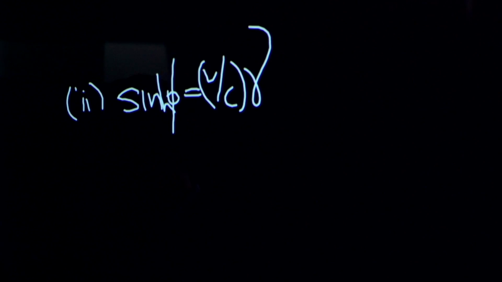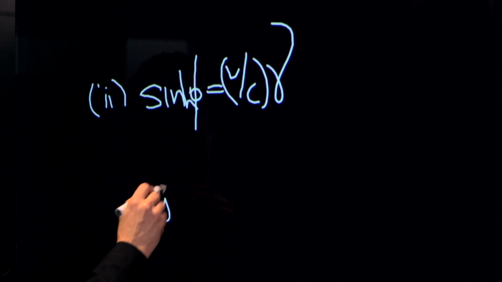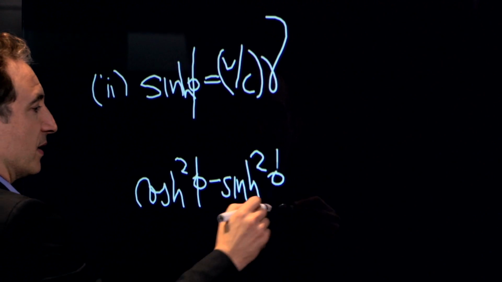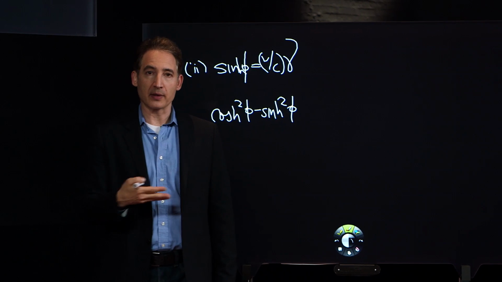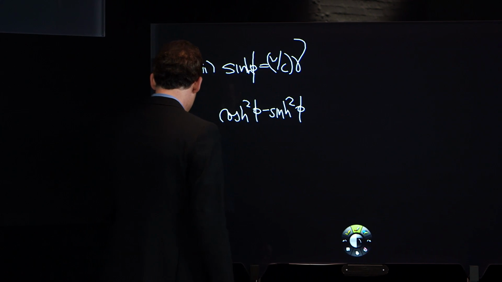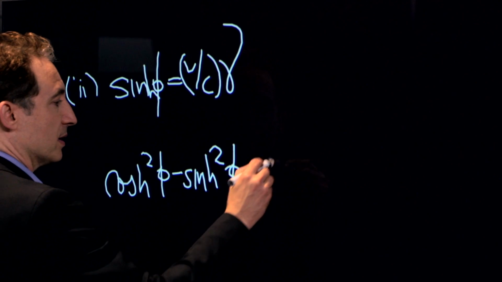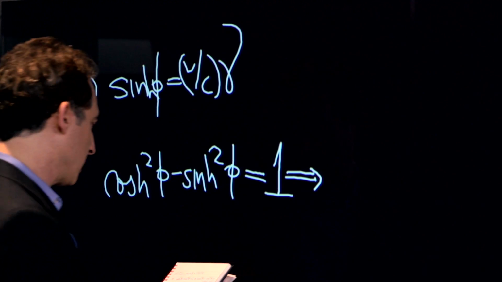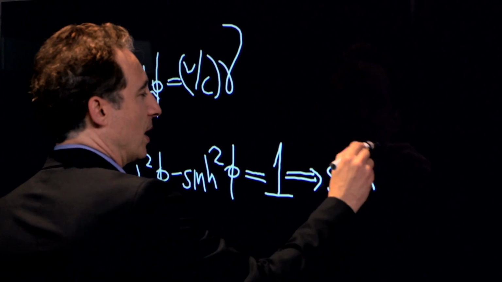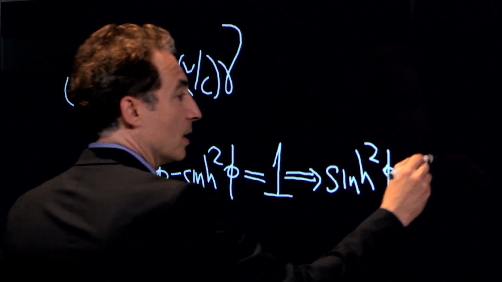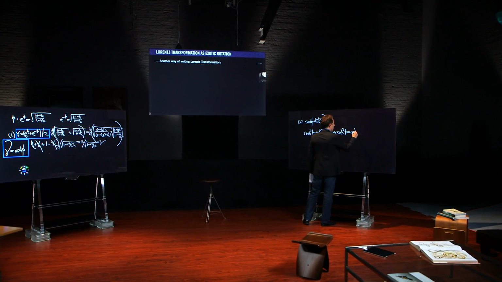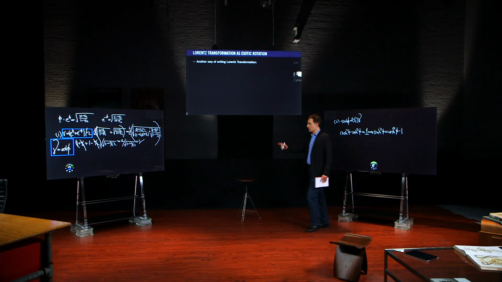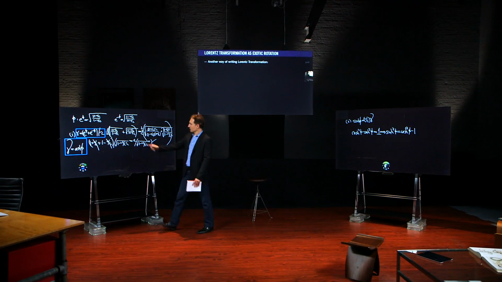How do you show that? Well, remember that cosh squared phi minus sinh squared phi plays the same role for hyperbolic cosines and sines as the sum of the squares does for the ordinary ones. This is always equal to 1. And now we're in good shape, because writing sinh squared phi equals cosh squared phi minus 1, we now can make use of what we derived over here, that cosh phi is nothing but gamma.